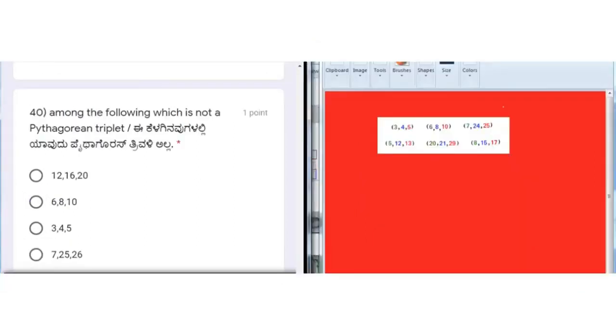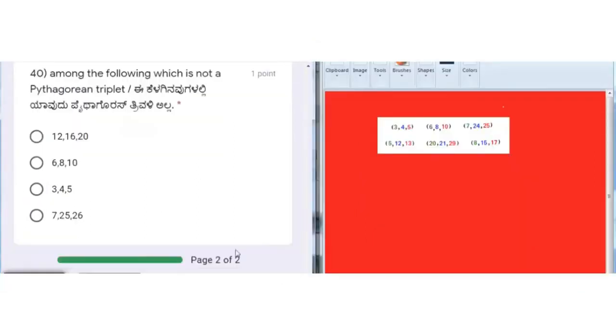Last question of this model paper: among the following, which is not a Pythagorean triplet? There are 4 options, and we have to select the correct option. If you see the right side of the screen, we have the Pythagorean triples, or you can say triads. These 6 are the most important Pythagorean triples.